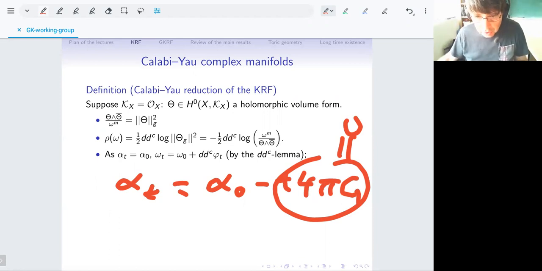I can write now the solution. So omega t is the solution at time t. So it's a Kähler form in the same Kähler class as omega 0, the initial metric was. So in particular, this omega t and omega 0 are cohomologous, and you have this dd^c lemma in Kähler manifolds, which means that you can actually write the difference as a derivative of a function. So this function is defined usually up to a constant, but let's ignore this for a moment. So I could write this omega t as omega 0 plus dd^c phi t.